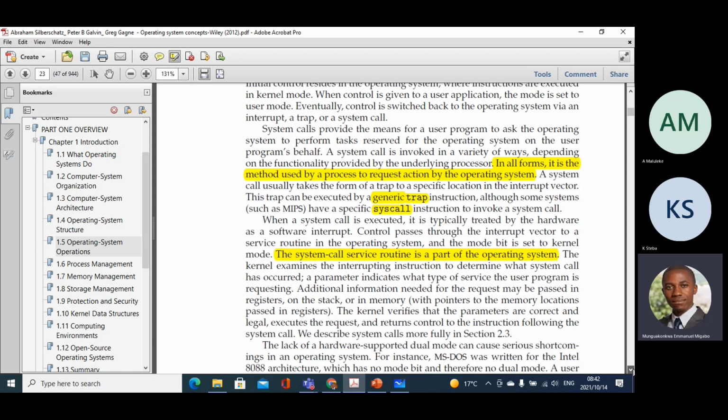Now, whenever there's no hardware-supported dual mode, meaning the hardware doesn't support user mode as well as kernel mode, this can be a serious shortcoming in an operating system. Because the operating system as software may be good in terms of catering for a dual mode, but if the hardware it is running on does not allow for that dual mode, then it's almost pointless. An example is MS-DOS, written for the Intel 8088, which is a very old operating system.